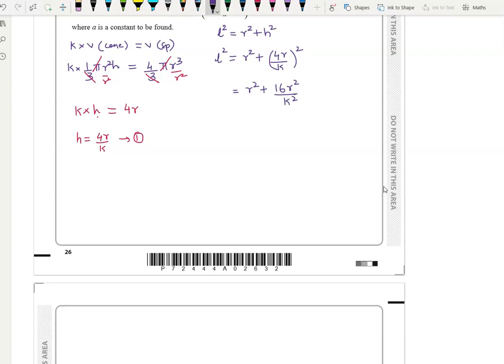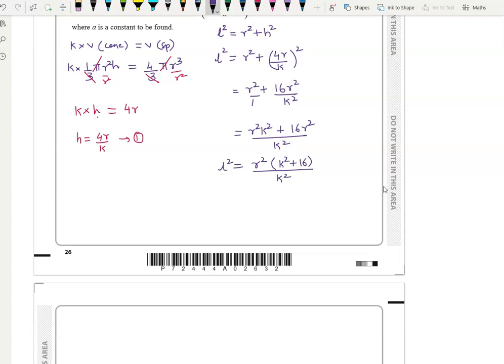Okay, so let's try to combine the two, do cross multiplication LCM. So you will get r square k square plus 16 r square upon k square. Okay, now what we can do is I can factor out r square from the numerator, and we have k square plus 16 left, and in the denominator we have k square, equal to L square.